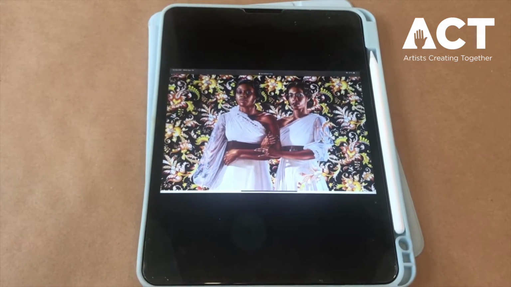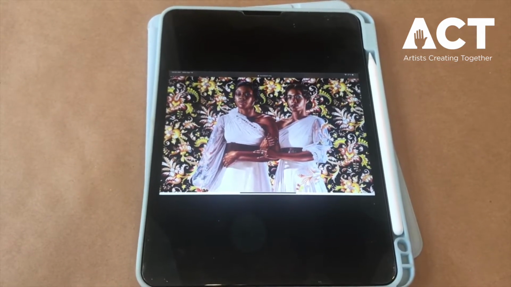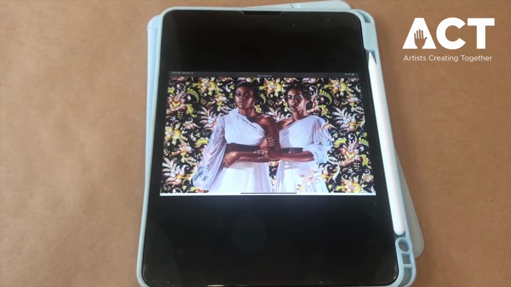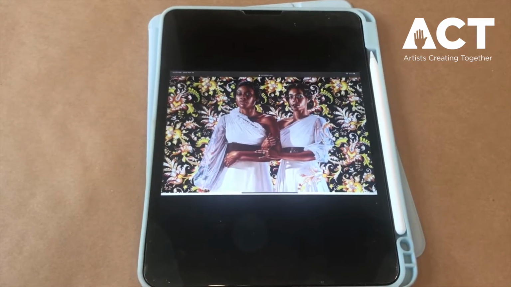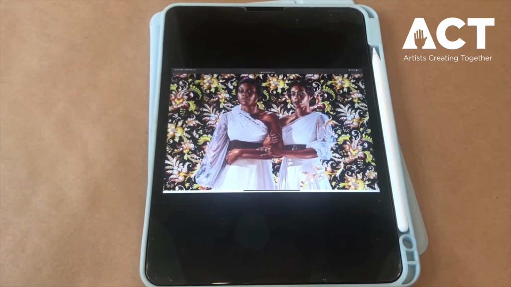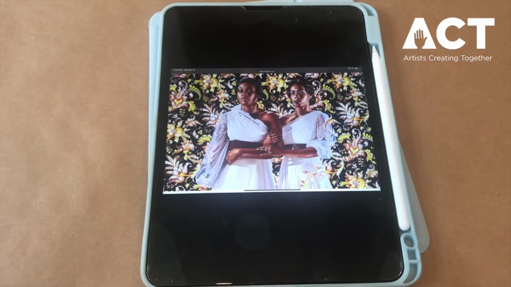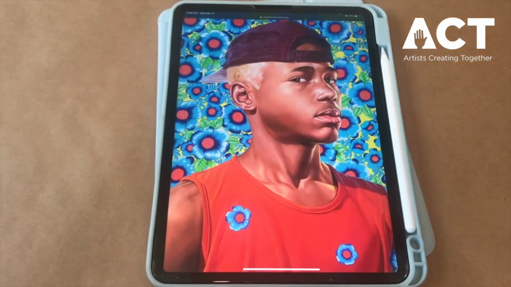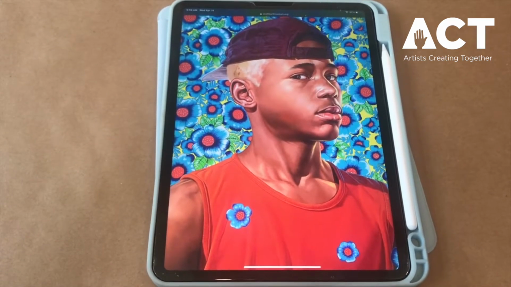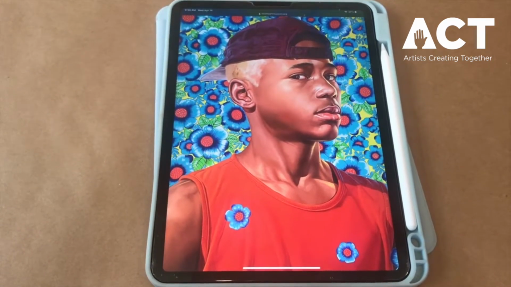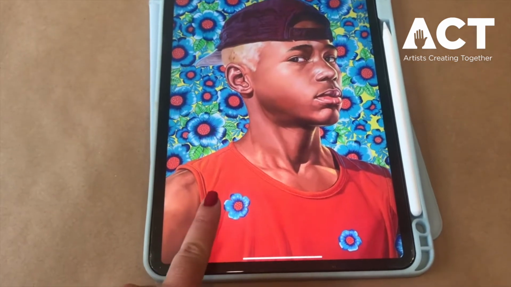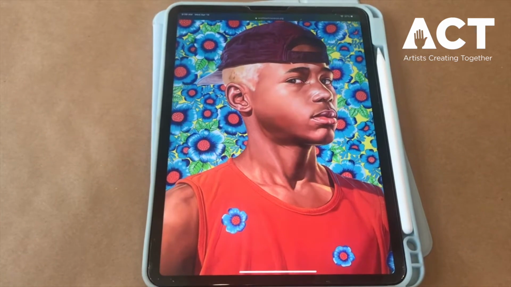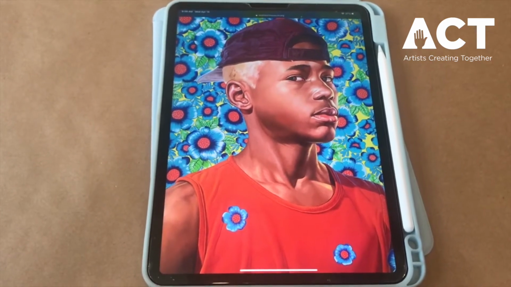His backgrounds are inspired by mid-century wallpapers, Victorian wallpapers, florals, and all other sorts of designs. As you can see here, he's got some florals that are paired with these two women. Here is a painting of a boy with floral backgrounds. He puts the background over top of his main subject to provide visual interest and visual tension within his paintings.